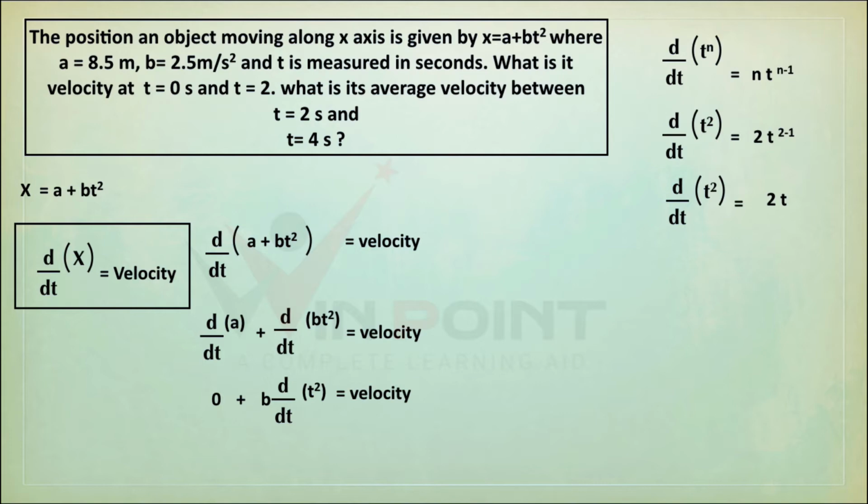D by dt of t square is equal to 2t, because d by dt of t square is equal to 2 into t raised to 2 minus 1. T raised to 2 minus 1 is t raised to 1.